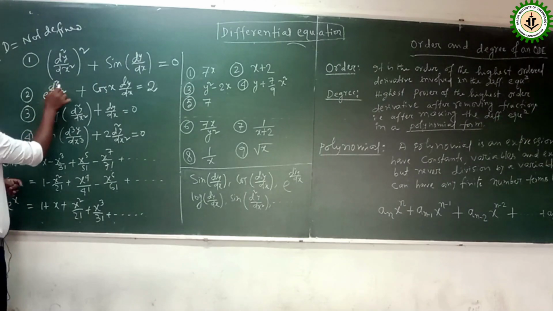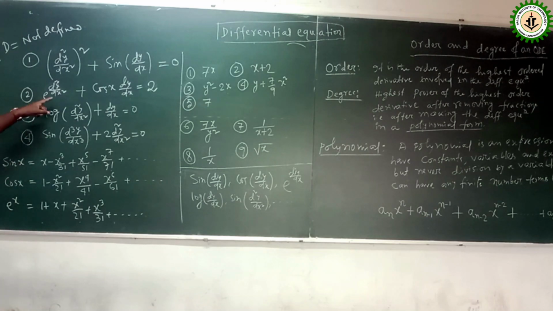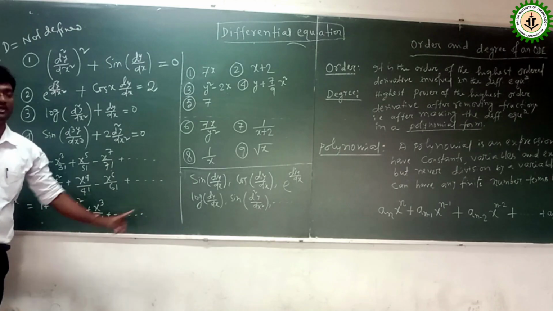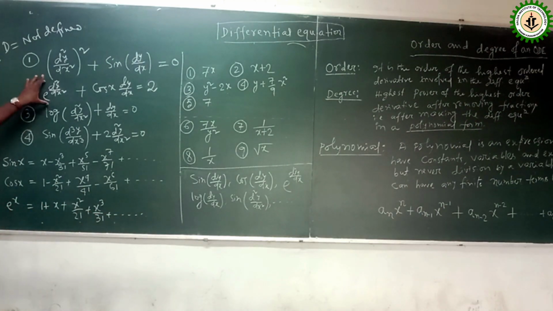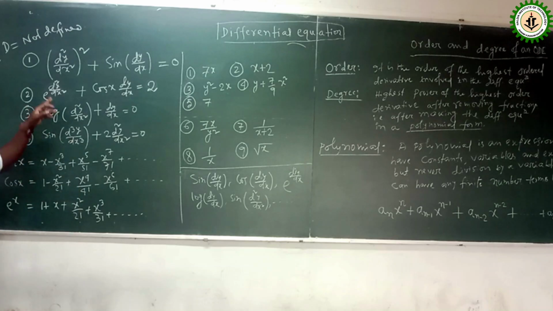Similarly, e to the power d2y by dx square plus cos x dy by dx equal to 2. So look here, if you break this expression using e to the power x equal to 1 plus x plus x square by factorial 2 plus x cube by factorial 3 and so on, you will get an infinite number of terms here. So the degree of this differential equation is not defined, but the order is 2. This is the highest order differential term, second order.